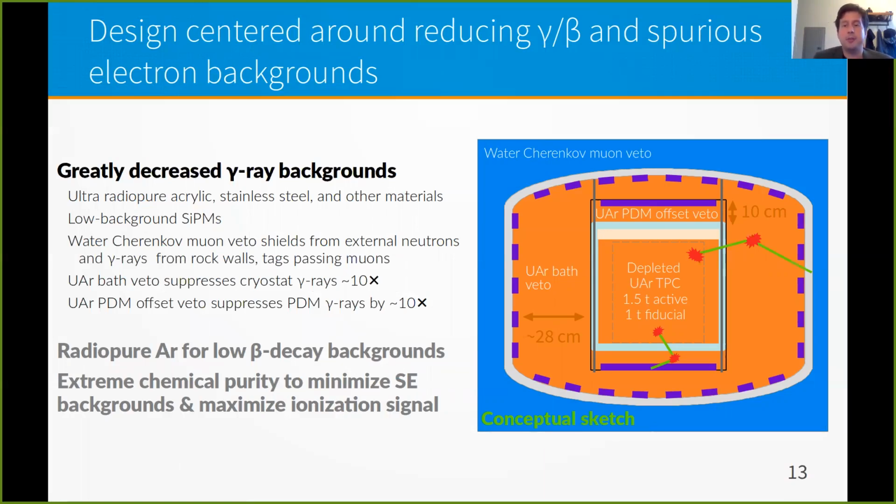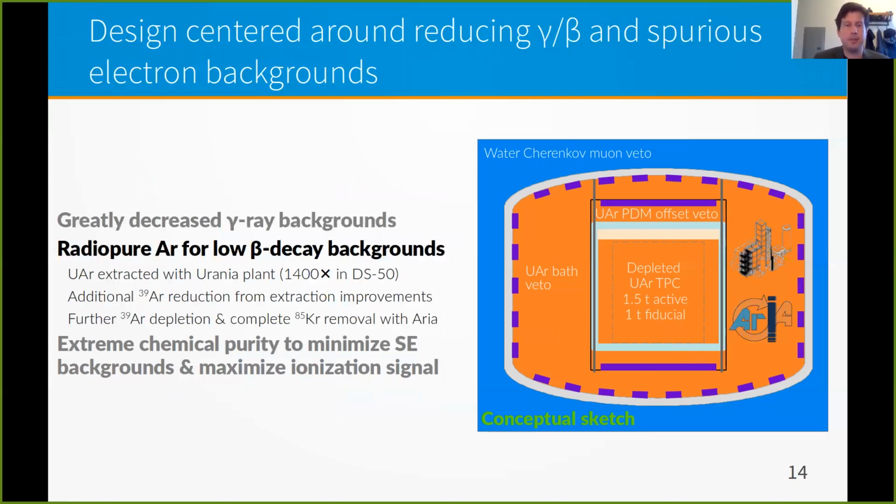We're also planning to put wavelength shifter inside of the buffer region between the PDMs and the acrylic vessel. That way it can function as a veto. We can see scintillation light of gammas as they're traveling from the PDMs into the TPC. Similarly, by putting PDMs and wavelength shifter inside the cryostat, we're able to veto gammas coming from the cryostat before they reach the TPC. And so both of these vetoes are going to dramatically reduce the gamma ray backgrounds from our 2 dominant sources.